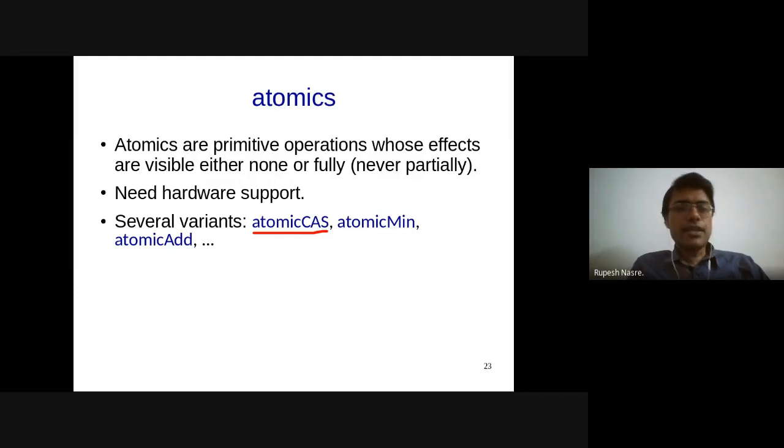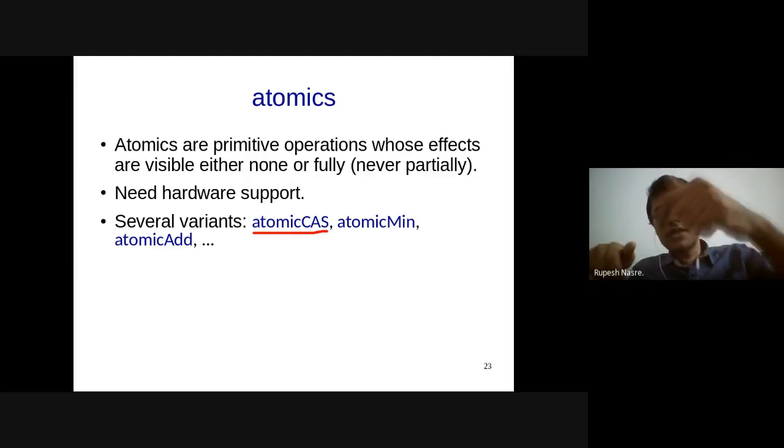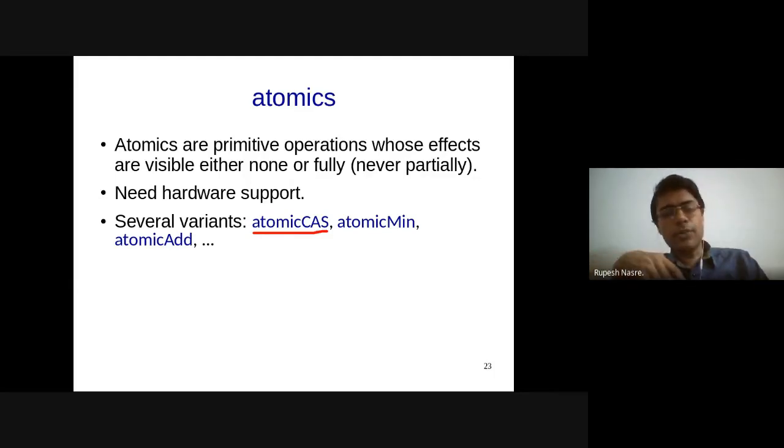Test and set just checks if the shared variable value is 0, tests that it is 0, and sets it to 1. All of this operation gets done atomically, which means that you can't intervene in between. After you have tested, but before setting, can you check the value of that variable? No, that cannot happen. Or can you update the value of that variable? That cannot happen. So that is the guarantee that hardware gives.